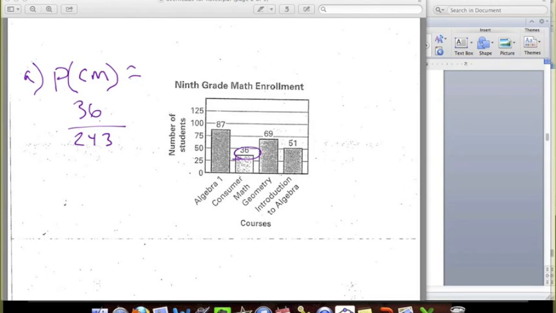Again, this fraction doesn't have very much meaning to me in terms of how likely this is, so turning it into a decimal makes it a little bit better to be able to see the comparison. So we get about 0.15, or about 15% of these 9th grade students enrolled in consumer math.